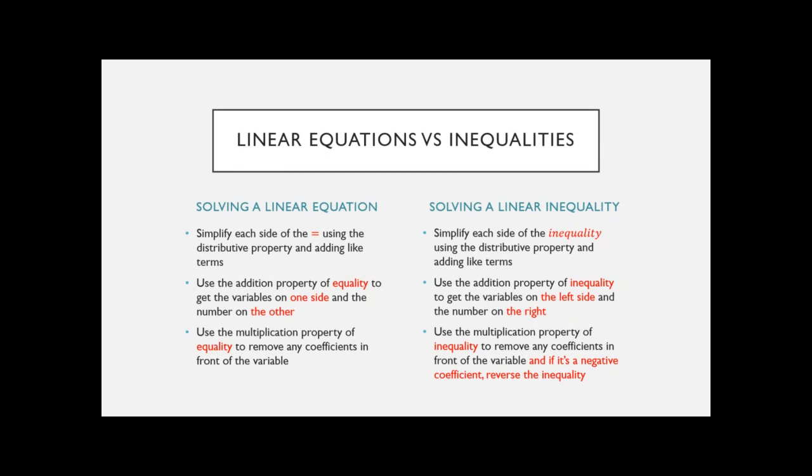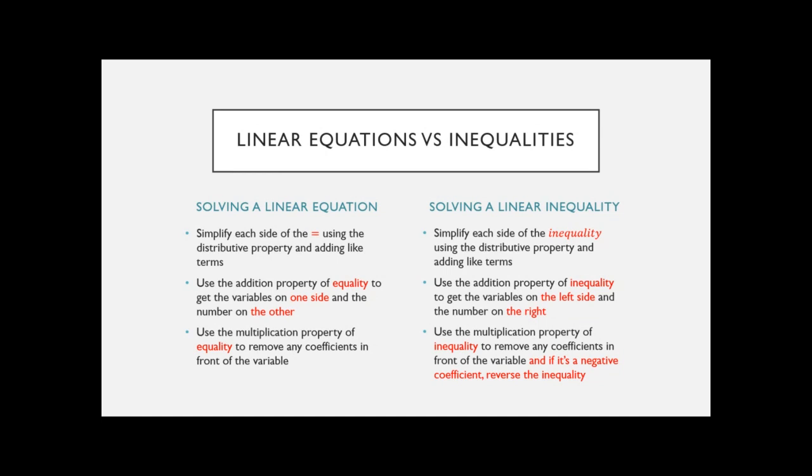When you're solving a linear inequality, it's basically the same thing. The name of the property changes, so it has the word inequality, but it's basically the same property. You're still dividing both sides by what is in front of the variable, but you have one extra step, and that's in red here. If you're dividing or multiplying by a negative, the inequality changes direction.